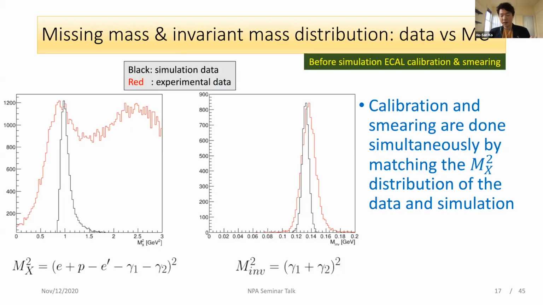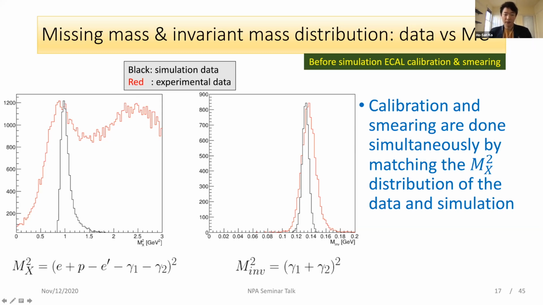So this is one of the examples of the missing mass of the event and the pi0 invariant mass of the event. The red one is from the data and the black one is from the simulation. The pi0 invariant mass has a rather distinct peak around this mass.